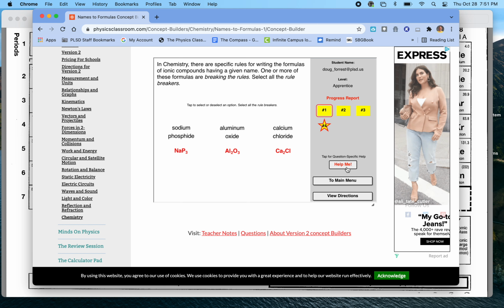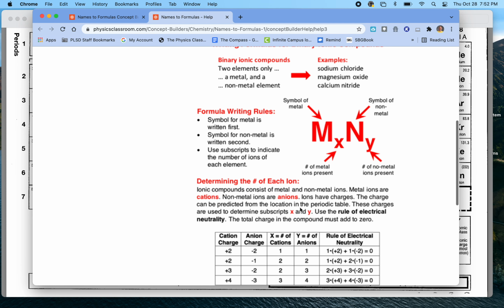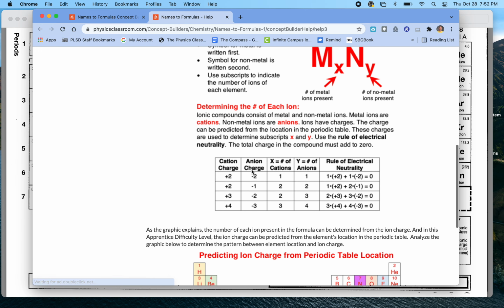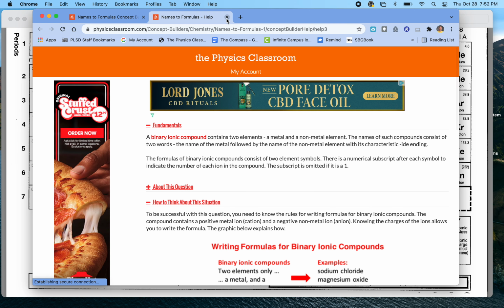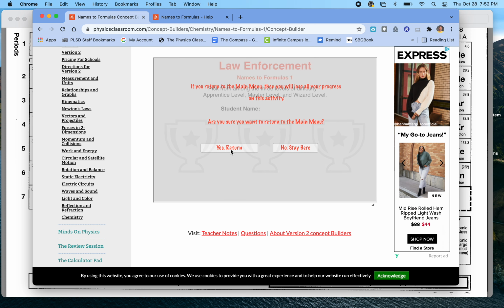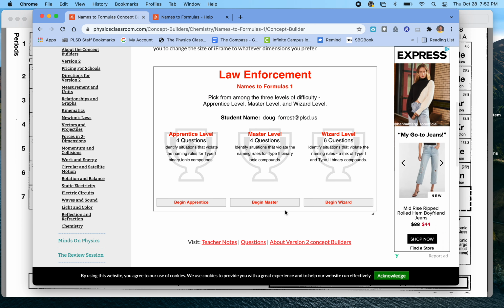If you ever need help with these, remember you can go to the Help Me, and it's going to give you information about how to write chemical formulas. Binary ionic compounds, things like that. Predicting charges from the periodic table. So I'm going to go back to the main menu. Yes, I do want to return, although you should not return until you get this accomplished.